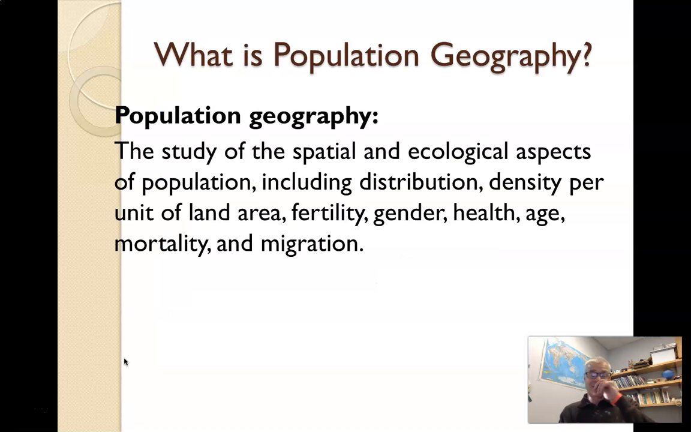So to start with, the general definition of population geography, like what we're doing when we're looking at population around the world, is that it's the study of the spatial and ecological aspects of population. In other words, we want to look at the distribution, like where are people at? We want to look at the density, like how many people there are per square unit of area, like per square mile. We also want to look at things like fertility, sex ratios, how healthy populations are, whether they are old or young, what the death rates are, and whether people are moving in or out of a particular place. This tells us something about the number of people that are there and what the population looks like.